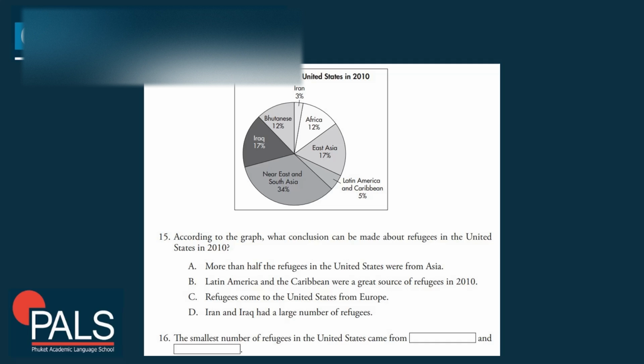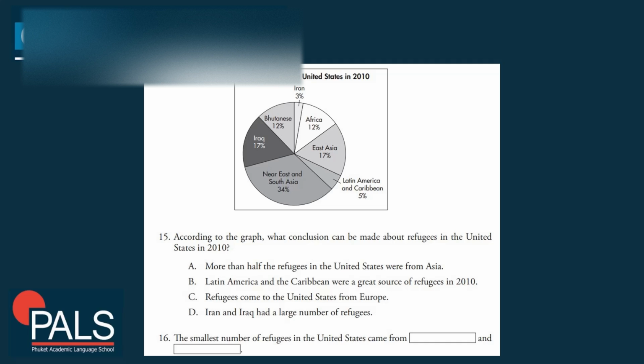It doesn't seem likely. C, refugees come to the United States from Europe. This cannot be true because although we may think it's true, there is no information on the graph saying Europe. B, Latin America and the Caribbean were a great source of refugees in 2010. Again, this is a subjective term, great source. It's not very fact-based. It would be an opinion about whether it's great or not.